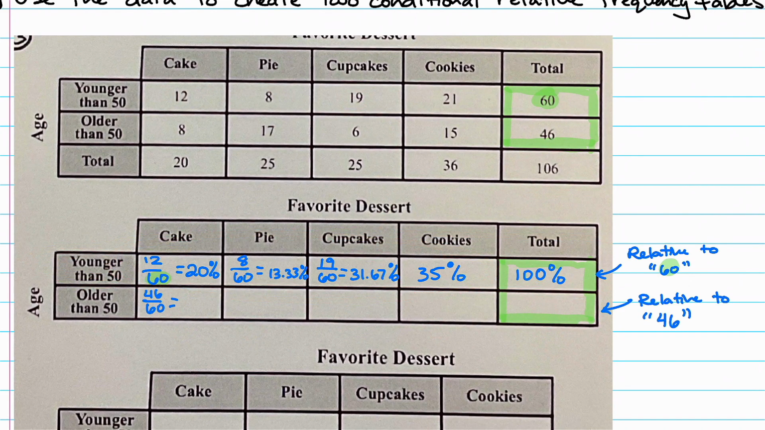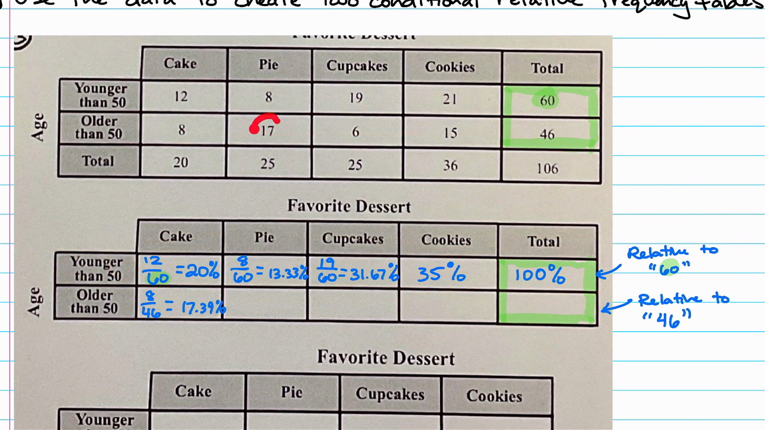Whoa, that was way off. Sorry, I started looking at the wrong one. I am so sorry for that. I'm doing this one. I don't know where that came from. I'm taking 8 and dividing it by my new total, which is 46. 8 over 46. Hit enter, and you should end up with 17.39%.